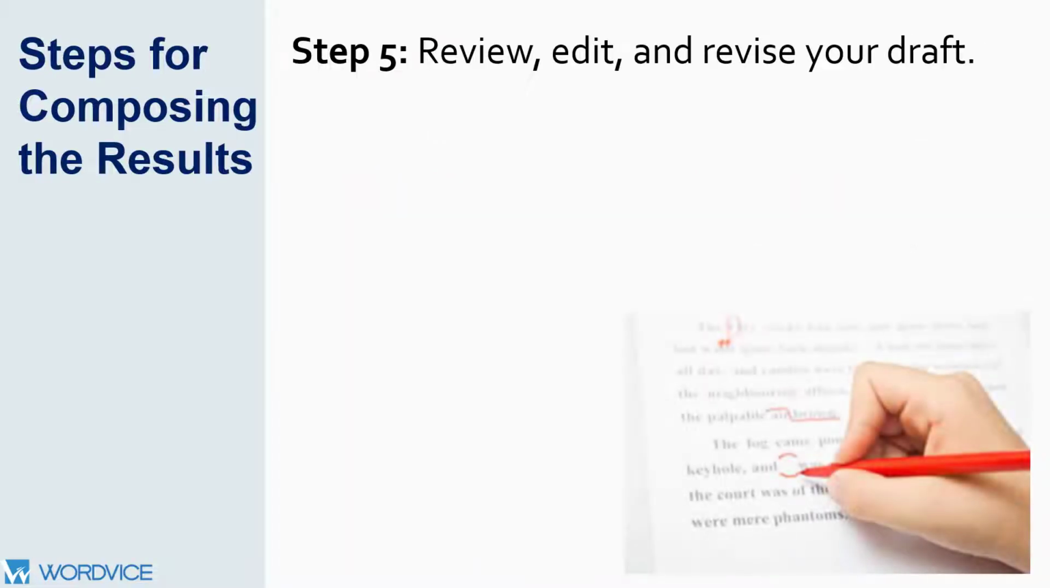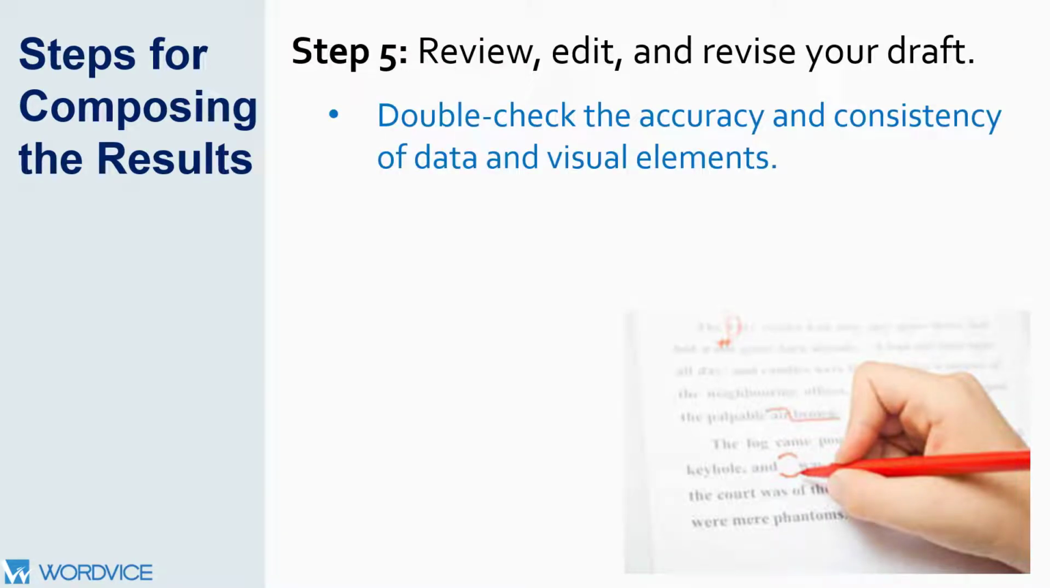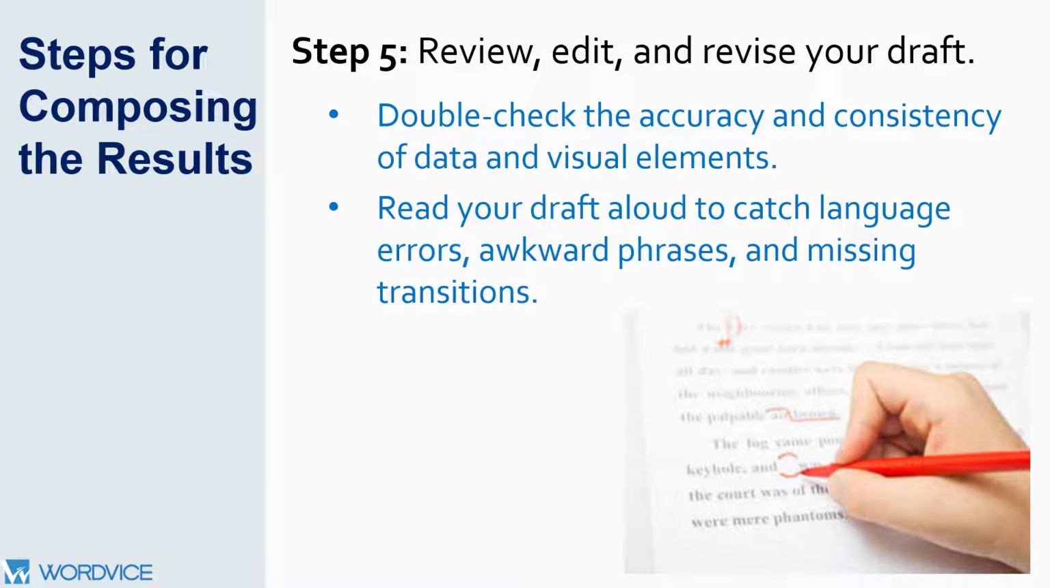Step 5. Review, edit, and revise your draft until it reports results exactly as you would like to have them reported to your readers. After you have finished your first draft, it is time to review it, editing for accuracy of content and revising for errors in grammar or mechanics. Double-check the accuracy and consistency of the data across the section, as well as all of the visual elements included. Read your draft aloud to catch any language errors, awkward phrasings, and missing transitions.